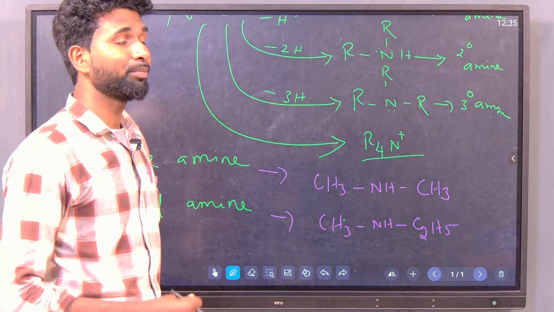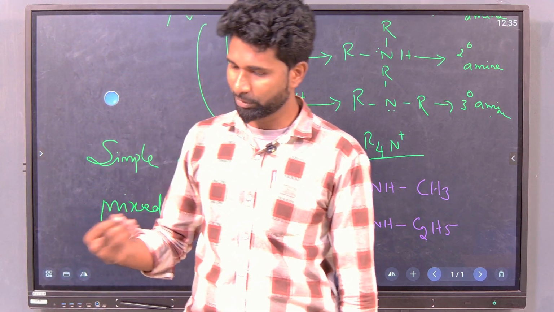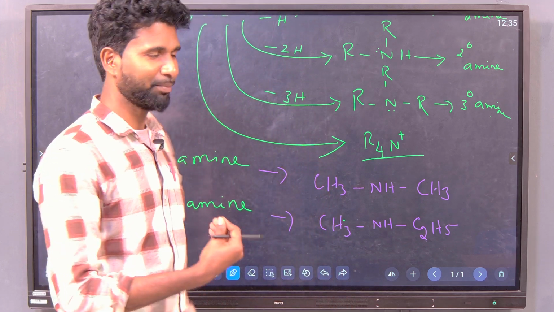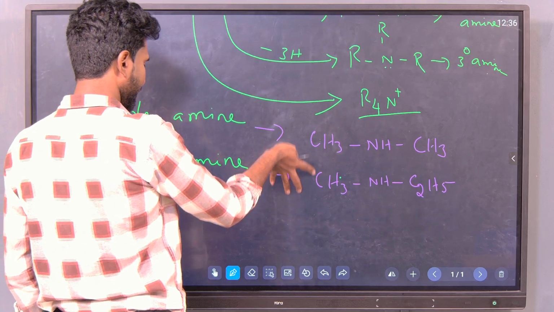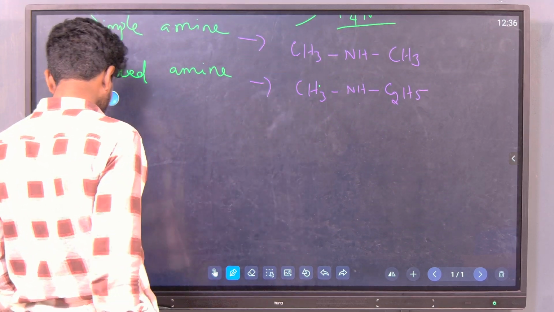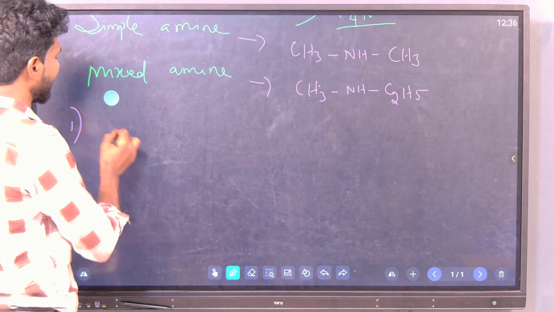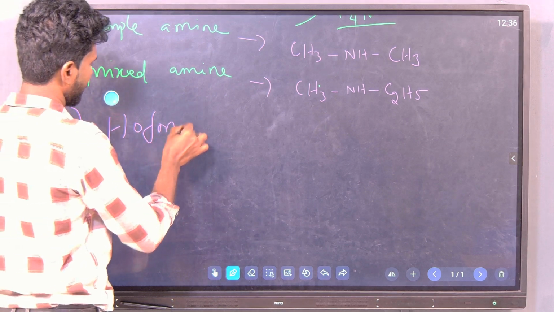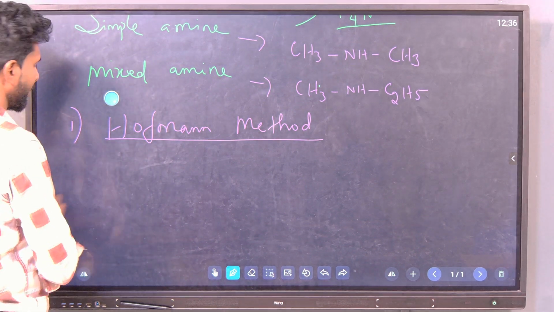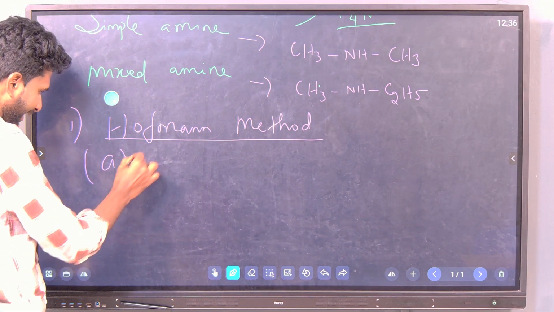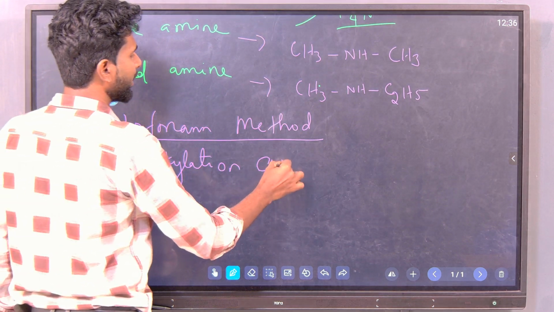Next, we are going to see the preparation of amines. We are going to see the preparation of the three classes of amines: primary amine, secondary amine, and tertiary amines. So first of all, alkylation, the Hoffman method. Alkylation of ammonia. That is A. Preparation of three classes of amine by alkylation of ammonia.